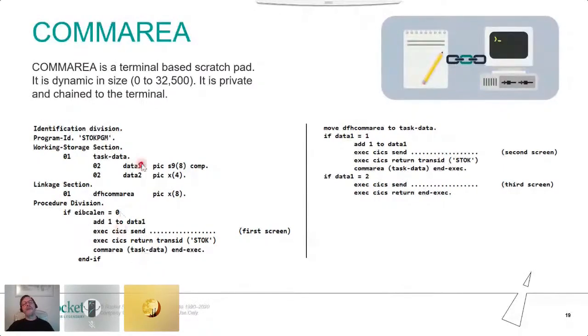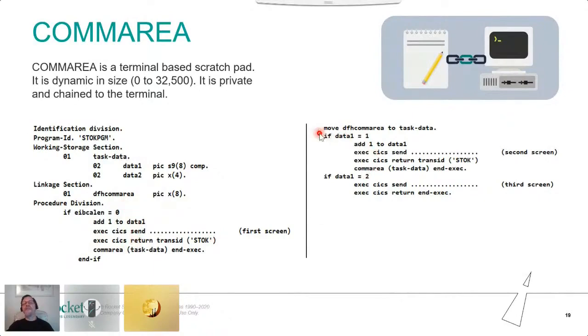And notice the COM area is coming out of task data. So if I added one to data one and it started with a value of zero, EIBCALEN is zero the first time through. And this is the first time through logic. Now, if the user presses enter at the terminal where I issued this command, return TRANID with this COM area, the next time he gets started up, COM area length isn't zero anymore, so he won't redo this code.